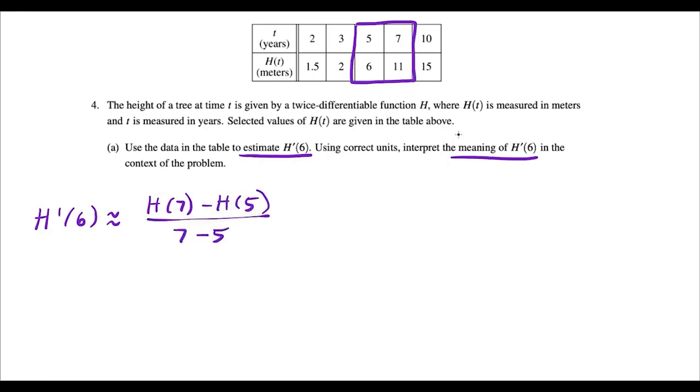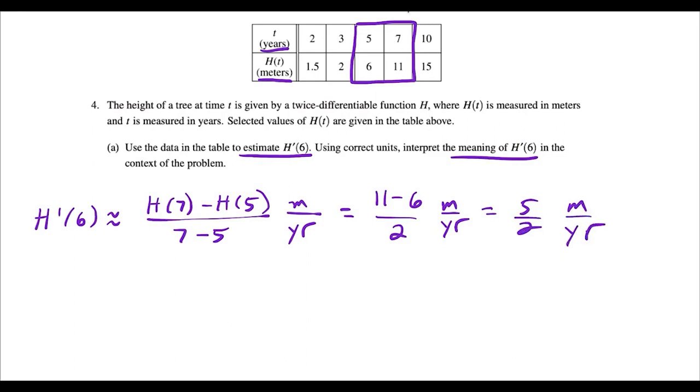Now, ultimately, we have to use correct units. So the trick to always getting the units right is thinking about for the function values h, the units are meters. So we're going to write meters here over the values for t, see the 7 and 5, the units are years. So we're going to say meters per year. And now we just have to simplify this. So this is going to work out to 11 minus 6 over 7 minus 5 is 2. And we have meters per year. And this is going to work out to 5 over 2 meters per year.